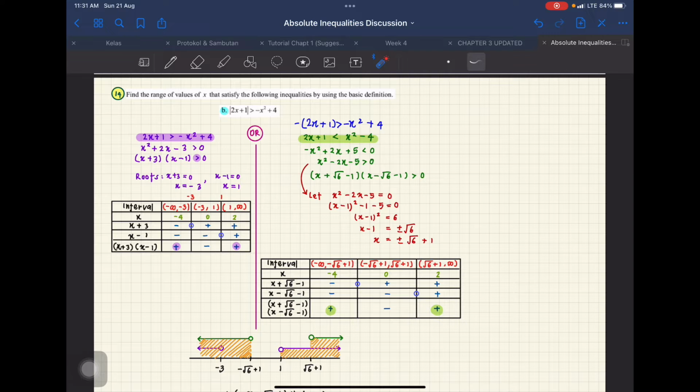So you need to bring everything to the left hand side, and then just 0 on your right hand side. Bila dia dah jadi dalam bentuk yang paling simplified, saya tulis kat tepi ni, dia mesti in simplest form ever, and x square positive.